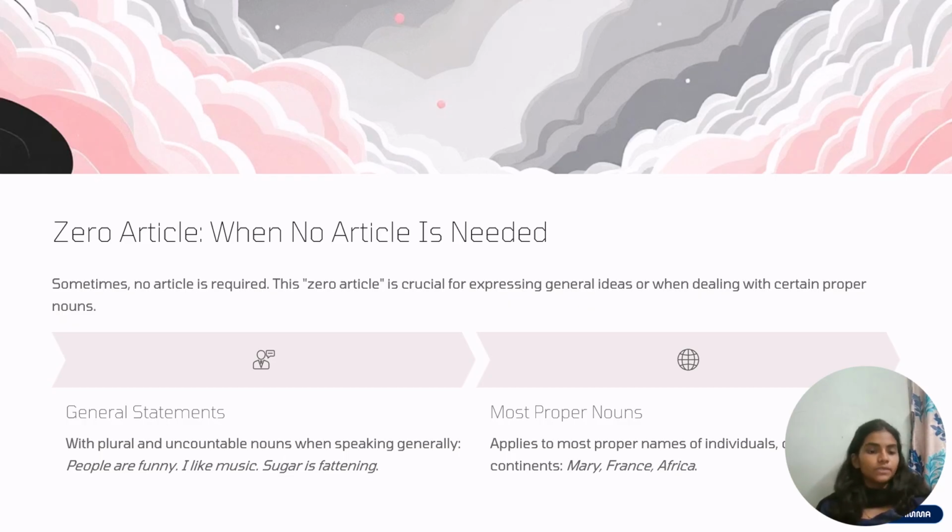General statements with plural and uncountable nouns when speaking generally, for example, people are funny, I like music, sugar is sweet. And proper nouns: this applies to most names of individuals, countries, or continents, for example, Mary, France is a country, and Africa is a continent.